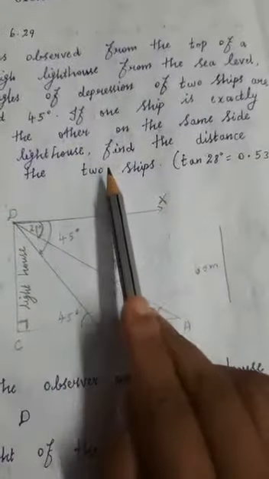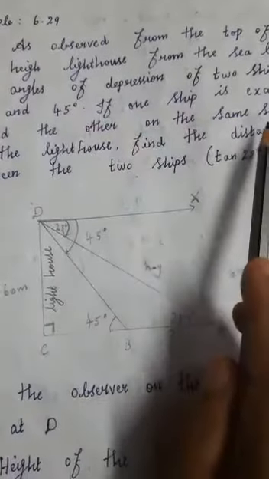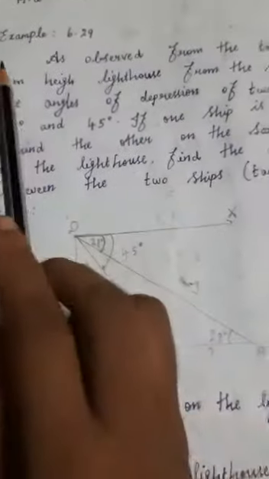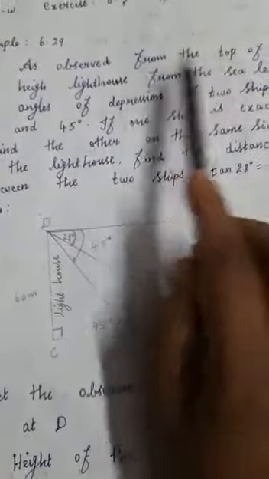First you have to understand the question, then you can draw the diagram. So in our question what they have given. From the sea level one lighthouse is there. The height of the lighthouse is 60 meter. From the top of the lighthouse they are looking at the two ships.